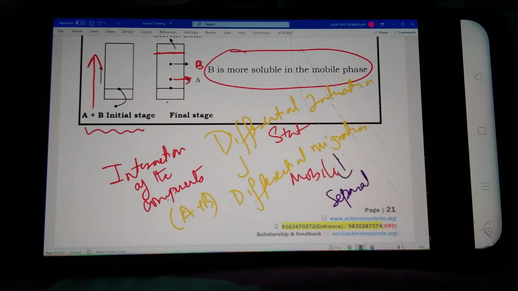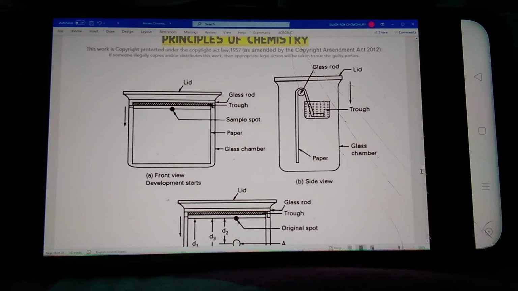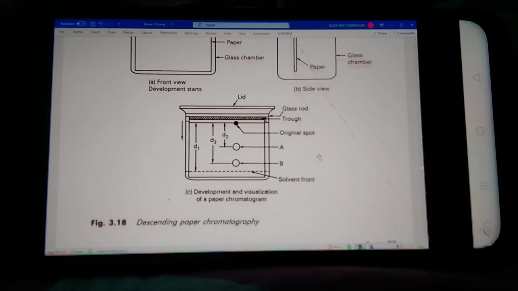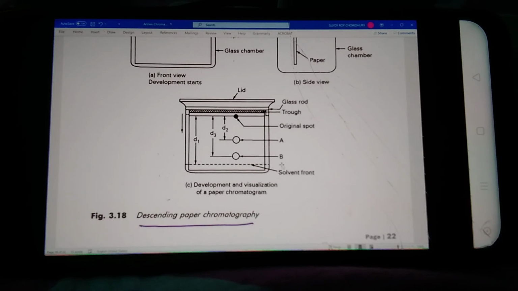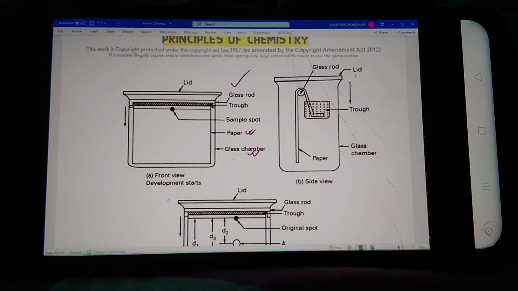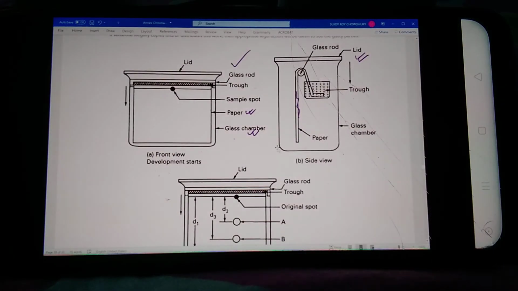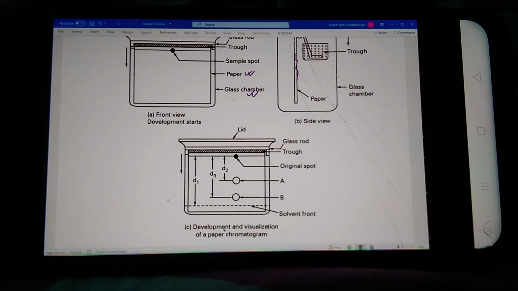So for separation chemistry, chromatography is very important too. Let me show you some lab figures here. Suppose we are learning descending paper chromatography. This is the glass rod, and this is set up here. This is the paper, this is a glass chamber where the solvent will be, and this is the lid. This is the side view, this is the front view, and now this is after development. You see the arrow, the solvent is going down: descending chromatography.